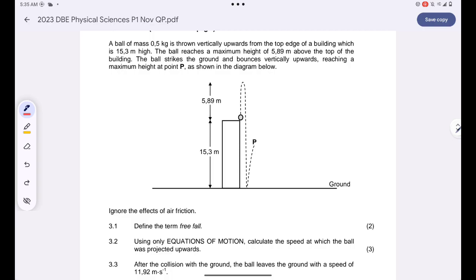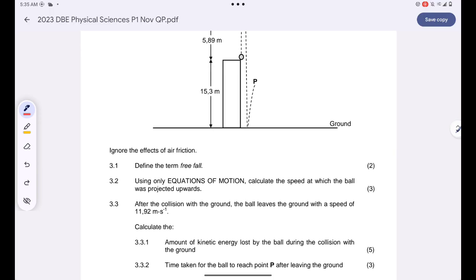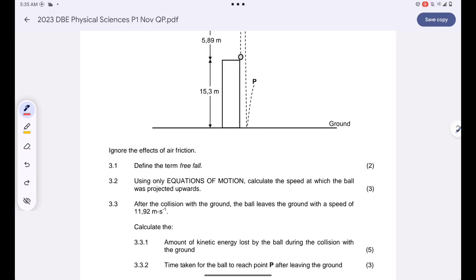The first question says: define the term free fall. Free fall is a motion of an object which is under the influence of gravitational force only. Second question, we are being asked to use the equations of motion to calculate the speed at which the ball was projected upwards.